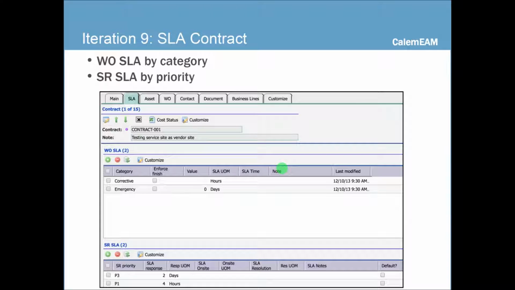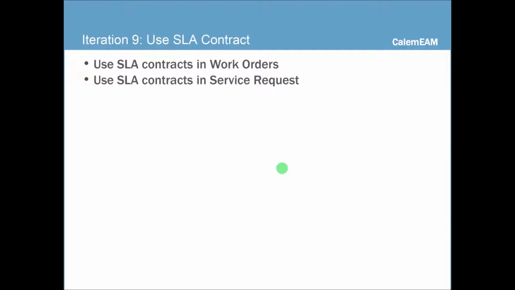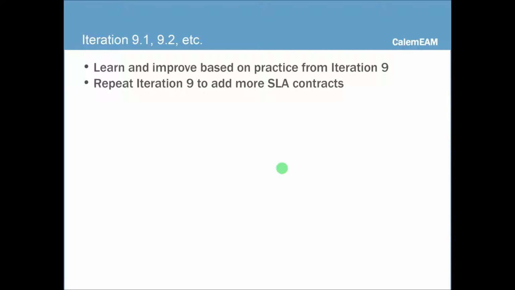And for service requests, there are also SLA parameters you can define for how soon you need to respond to a service request, how soon you should be on site, and how soon a request should be resolved. You can use the service level agreements in work orders and in service requests. These are internal kind of SLA agreements you define for yourself, and you can monitor them. You can also define them for your customers. And as you gain experience, you may define more SLA contracts by repeating this iteration.